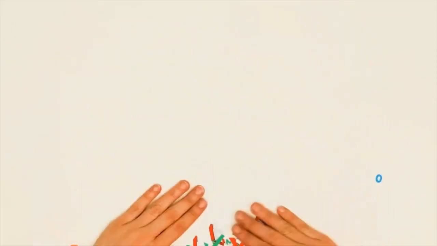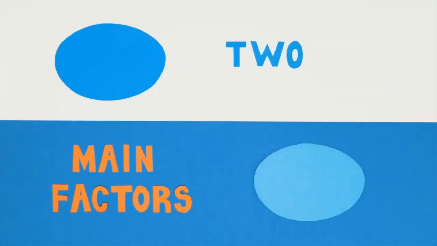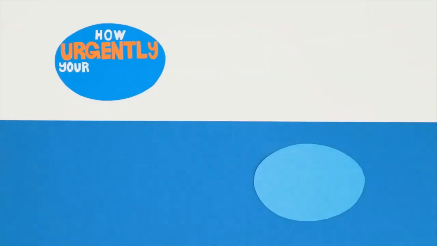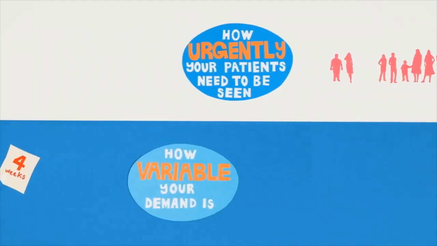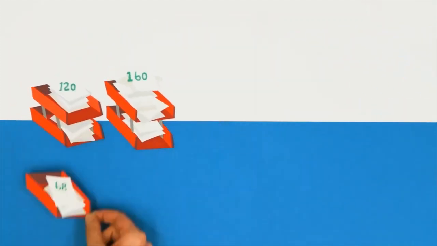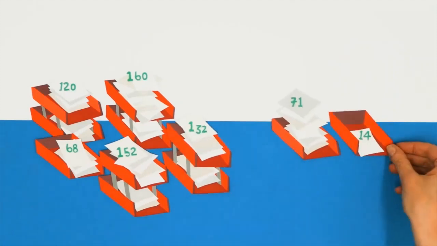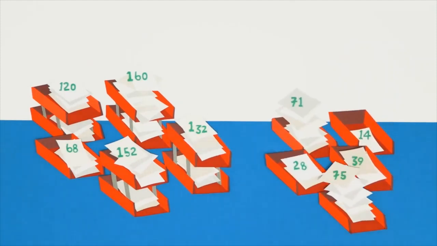When trying to decide which percentile to set for the capacity of your own service, you'll need to look at 2 main factors: how urgently your patients need to be seen, and how variable your demand is. As a general rule of thumb, bigger services will experience less variation than smaller ones.